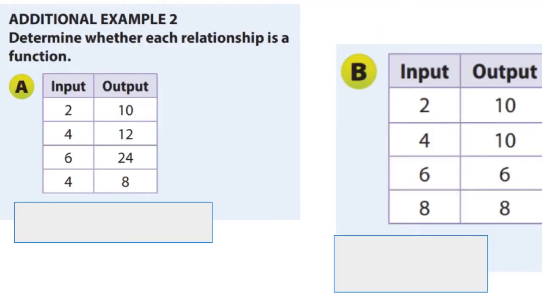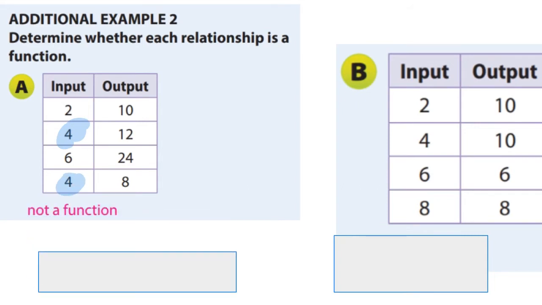Okay, so these two examples are not in your textbook. Example A on the left, is this a function? Take a look. What do you think? So I see the 4 being used here and here. There's an input that's used twice. That cannot be allowed in a function. So this is not a function.